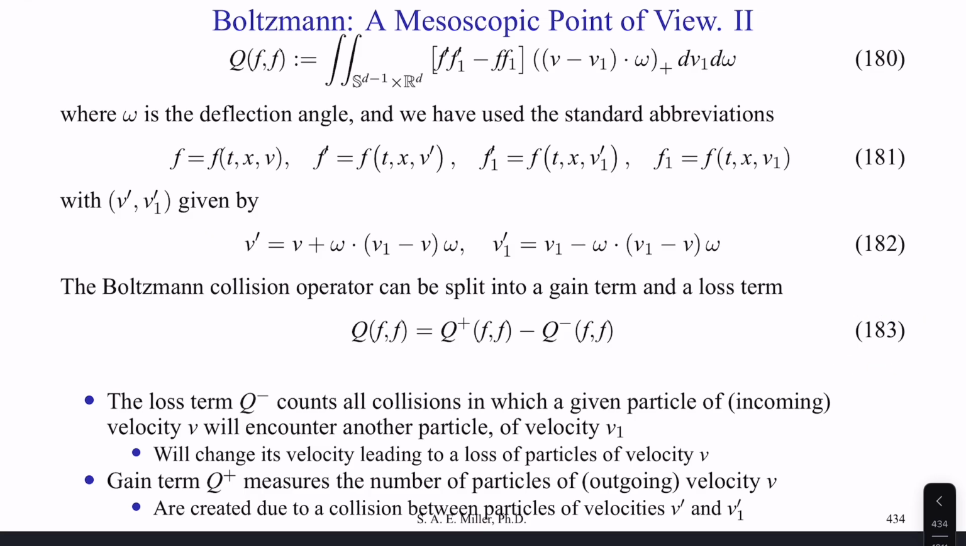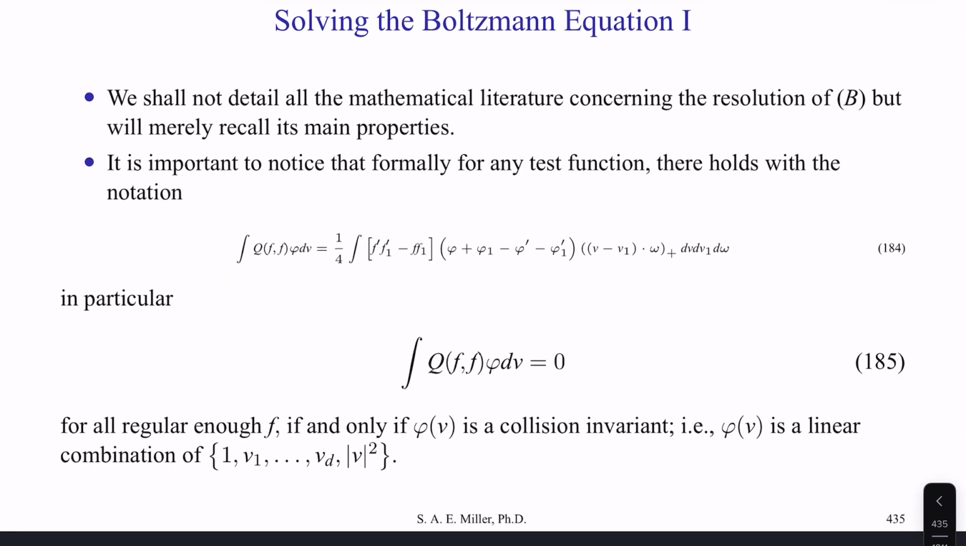This loss term Q minus will count all collisions in which a given particle of incoming velocity v will encounter another particle of velocity v1. It will change its velocity, leading to a loss of particles of velocity v. This gain term, Q plus, on the other hand, measures the number of particles of outgoing velocity v, and they're created due to collisions between particles of velocities v prime and v prime 1.